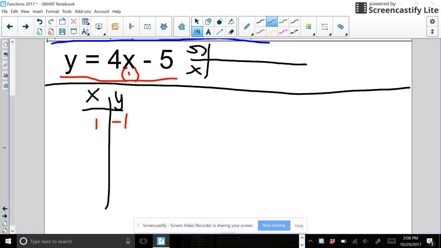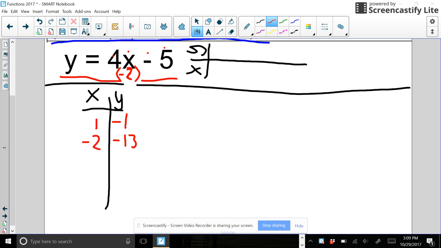Let's try another one. Would it be okay if we picked negative numbers? Let's try -2. So we're going to be plugging a -2 in for X right here. Okay, so we have Y equals 4 times -2, that's -8, minus 5 is -13.